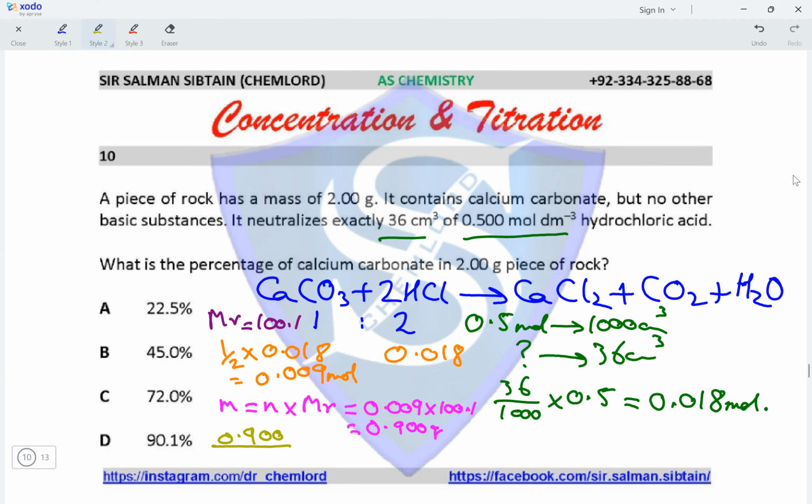So finally, we have the mass of calcium carbonate present in the rock, which is 0.900 grams. Mass of the rock is 2 grams. So in order to calculate the percentage, 0.9 upon 2 into 100 gives us a percentage value of 45.0%. So this makes option B the correct option for this question.